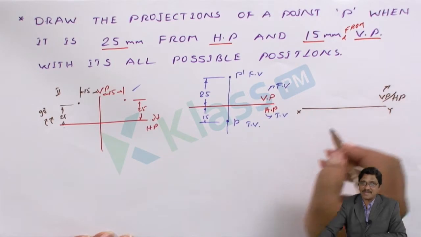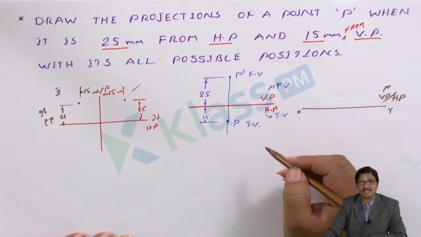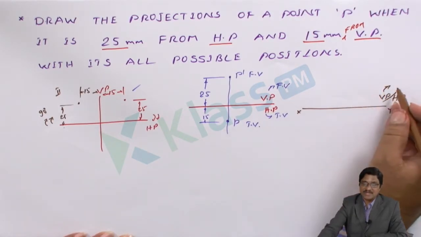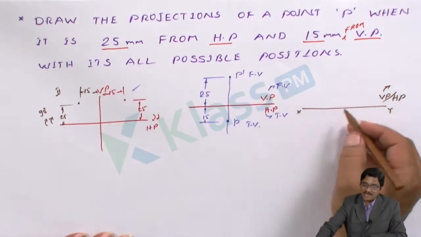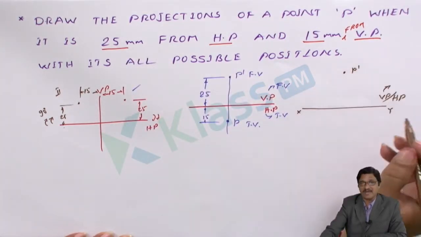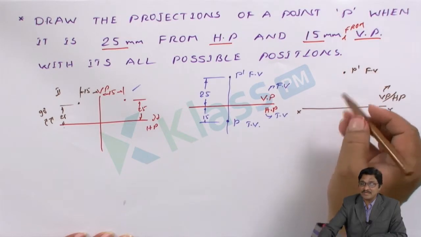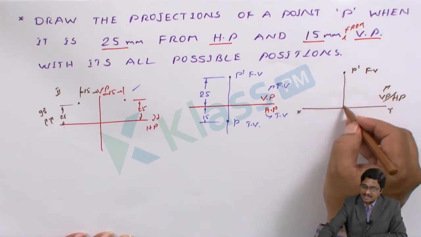Let me represent the front view projection, that is the vertical plane projection. VP projection is the front view. Front view has the details of HP. So measure 25 mm and mark P dash. So this is our front view. We know that the front view and top view are in the same line. For alignment I am drawing the line.